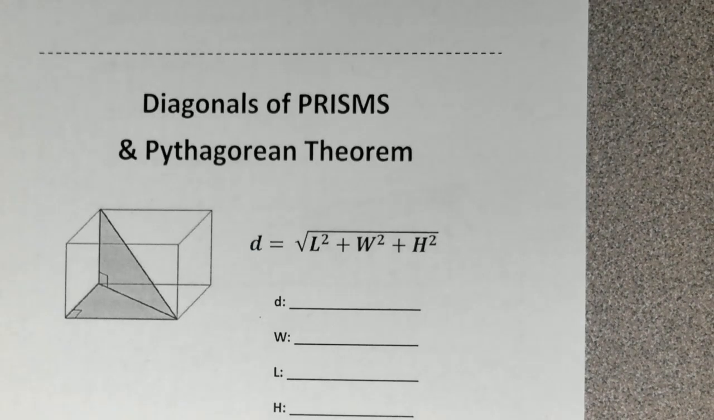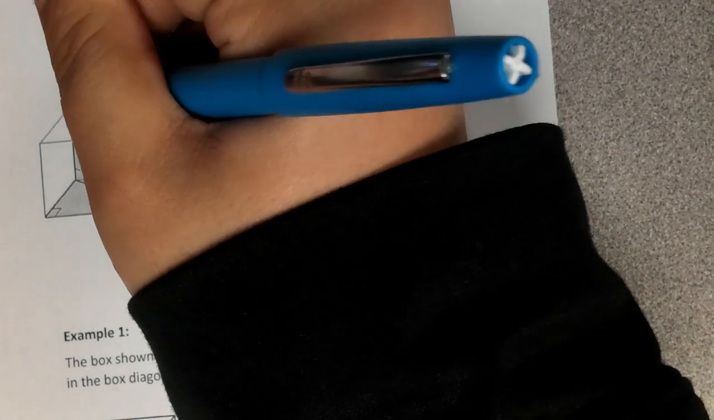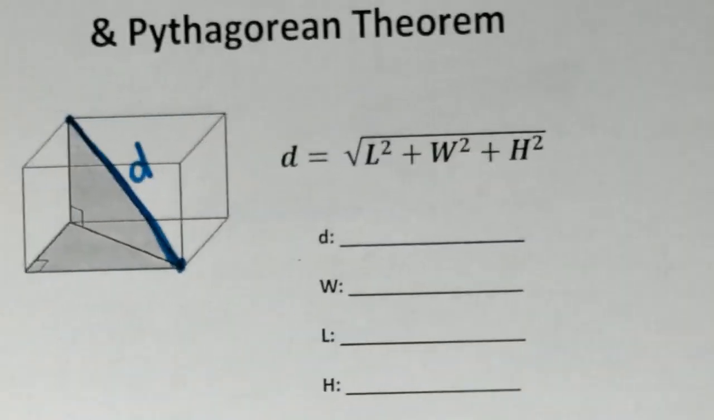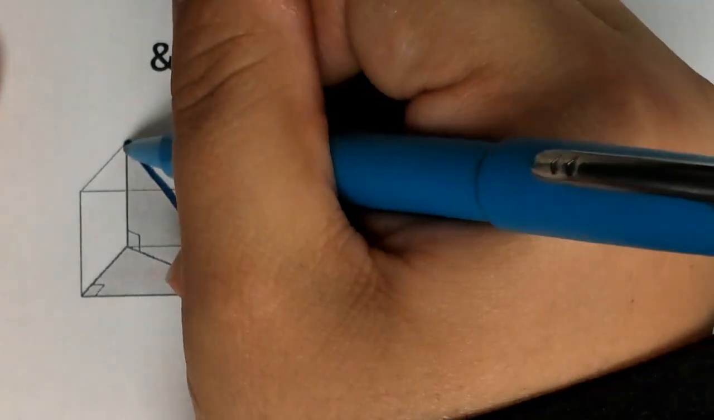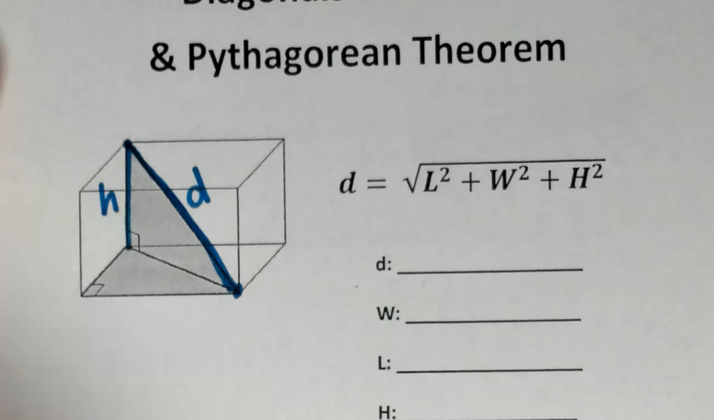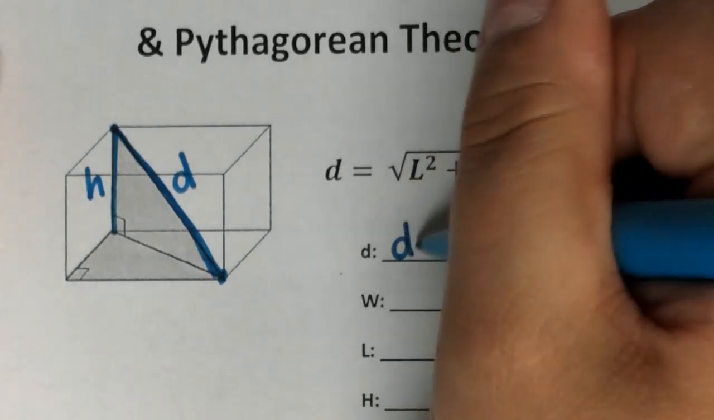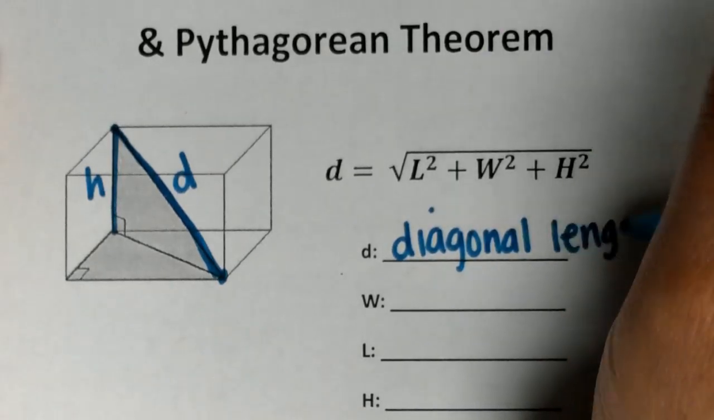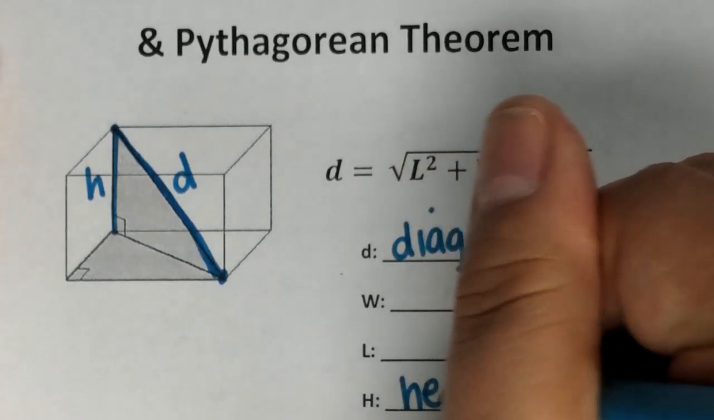So, look up please. If I were to ask you to find the diagonal of this box, do you agree that from here to here, I'm going to call that diagonal D, is the diagonal of the box? Do y'all agree with that statement? Do you also agree that from here to here is the height of the box? Okay, so D stands for the diagonal length, and H stands for height.